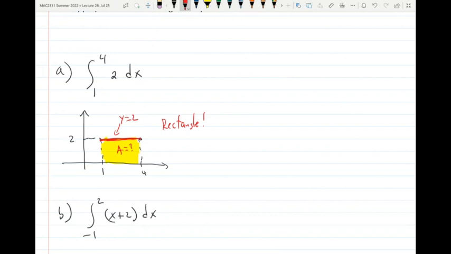So in this case, what's the length? It would be 3. And what is the width? 2. So what's the answer? 6. Do you understand this? Length and width. So you recognize the rectangle, okay? The length is 3, 4 minus 1, and the width is 2. You're good.